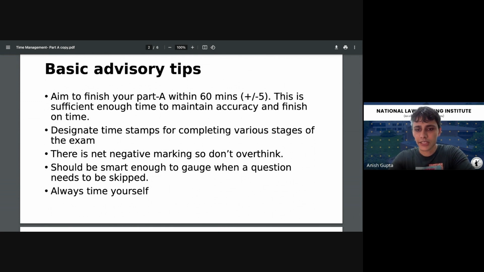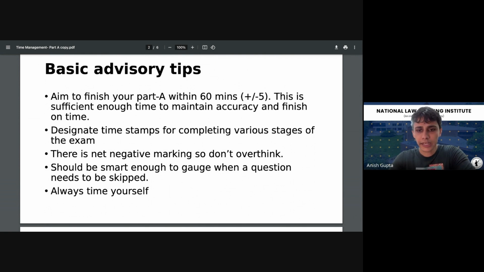Because if in the worst case you do get it wrong, the other outcome, which was that if you had not attempted it at all because you were thinking too much about it, you would have still gotten a negative mark. So there is a good chance that if you trust your intuition and you trust yourself and attempt it, you might just get it right. So do not overthink too much in part A. That does take up a lot of time for candidates.